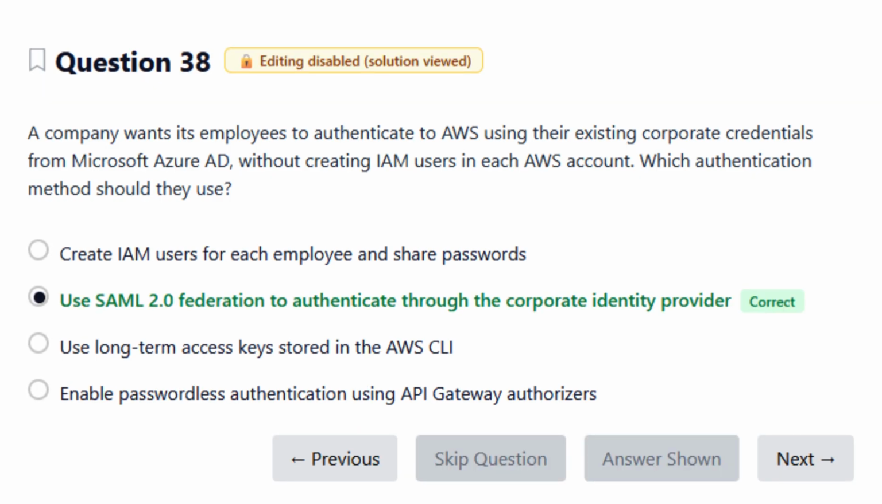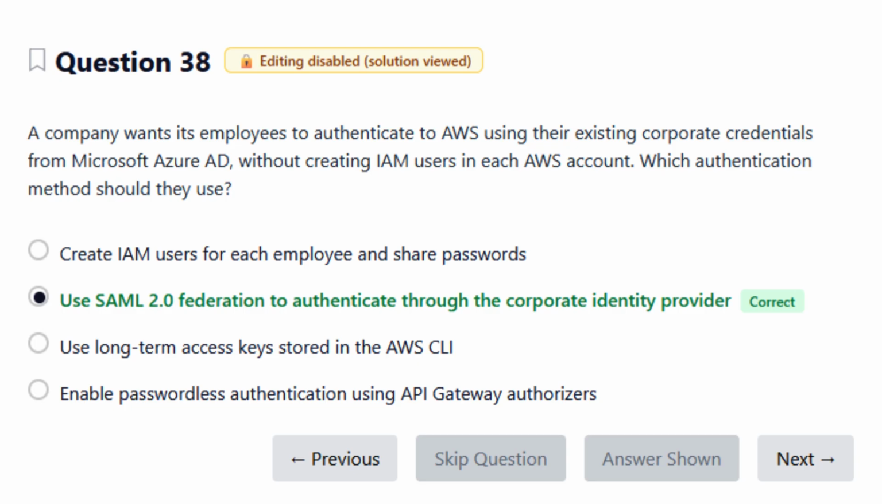The correct answer is, use SAML 2.0 federation to authenticate through the corporate identity provider. This is the correct choice because SAML federation allows AWS to trust an external identity provider like Microsoft Azure AD. Employees sign in using their existing corporate credentials, and AWS grants them temporary access through assumed roles. No IAM users or passwords are created in AWS.